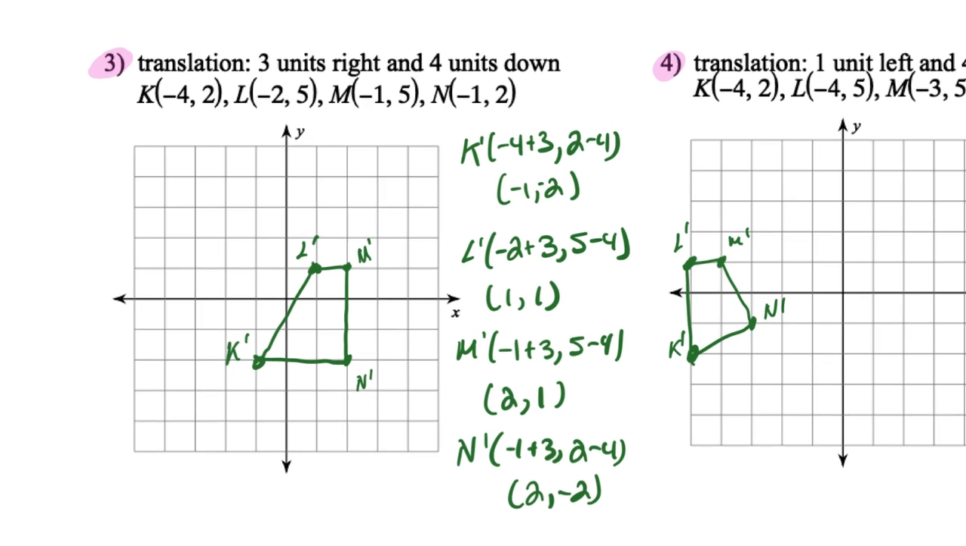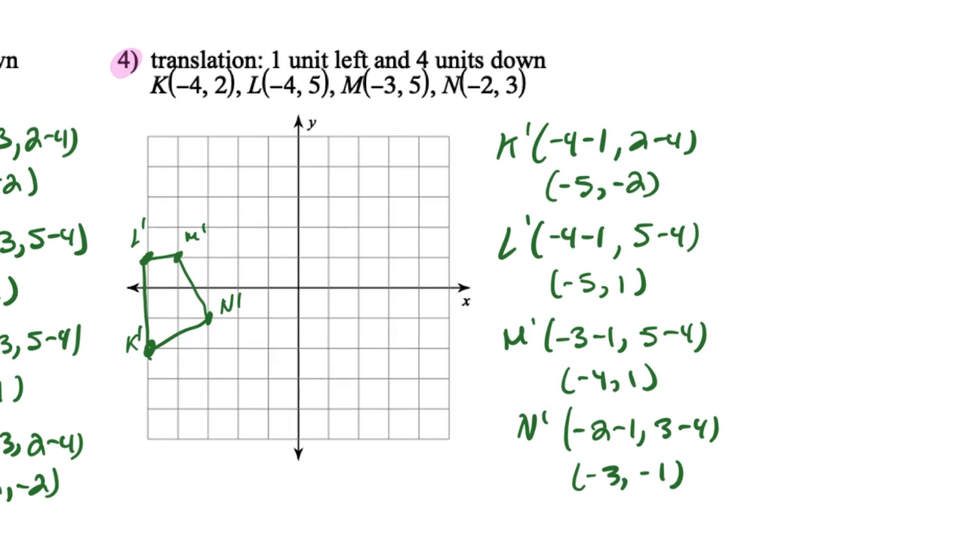Let's see number 4. For number 4, I'm going to go 1 left, so I'm subtracting 1 from X, and 4 down, so I'm subtracting 4 from Y. So K prime should be -5, -2. L prime should be -5, 1. M prime should be -4, 1. And then N prime should be -3, -1. And we're going to plot those points.